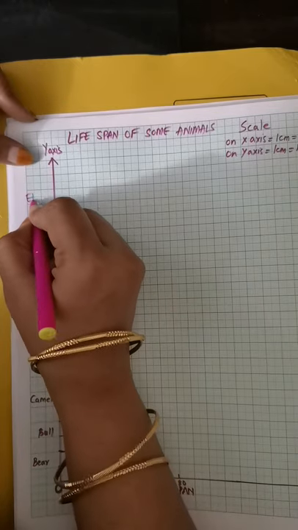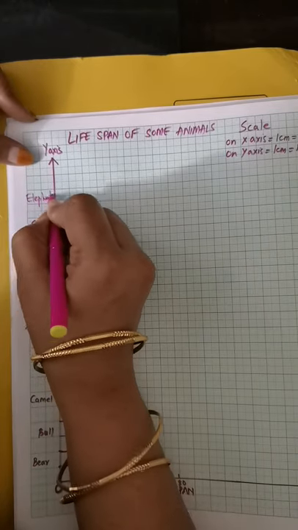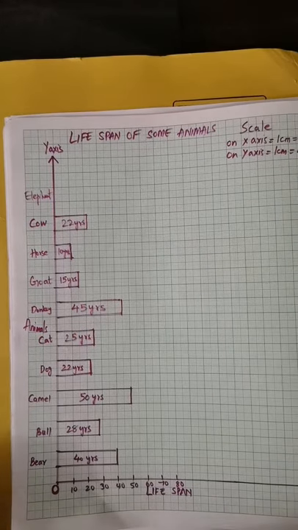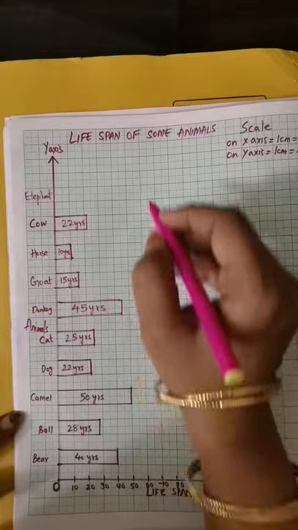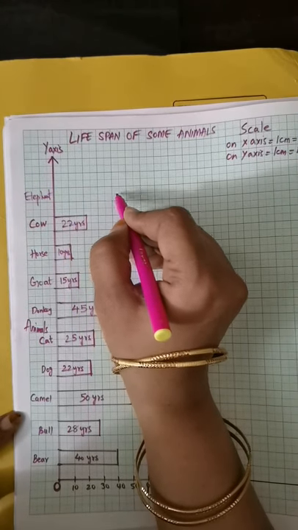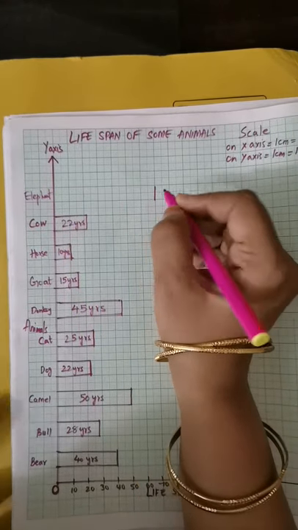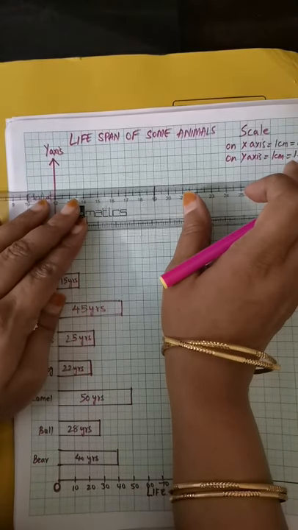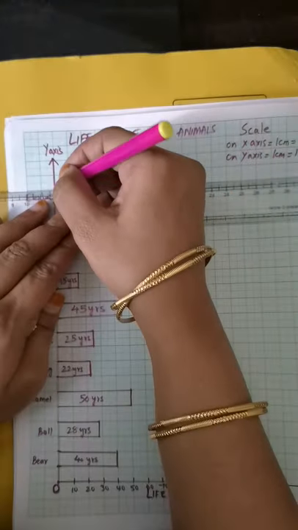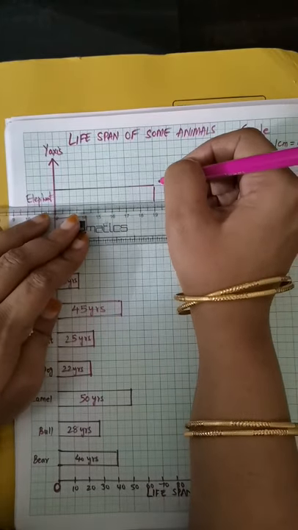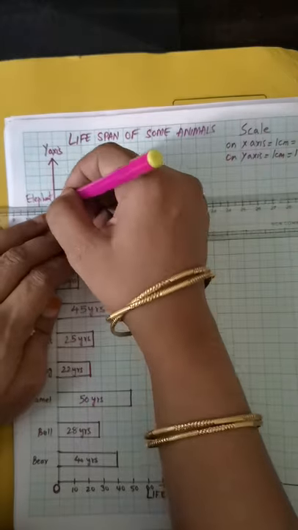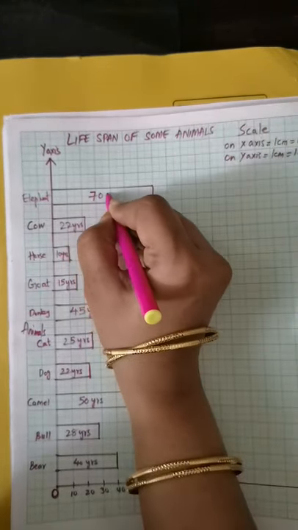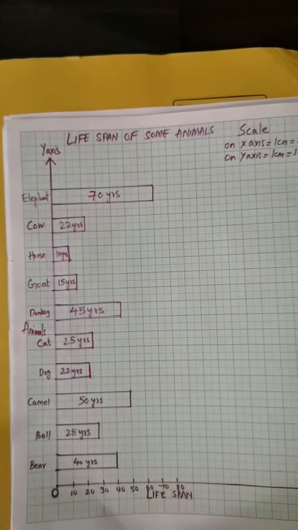Then we have elephant, whose lifespan is the largest among all these, 70 years. So we need 7 boxes: 1, 2, 3, 4, 5, 6, 7. Seven boxes represent 70 years. Now you can make it more beautiful by coloring lightly. So this completes our graph.